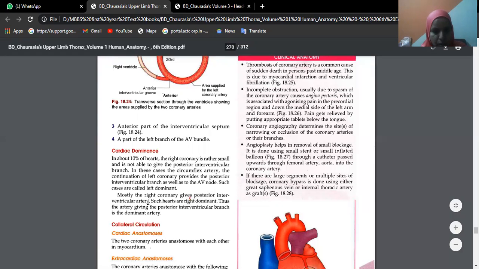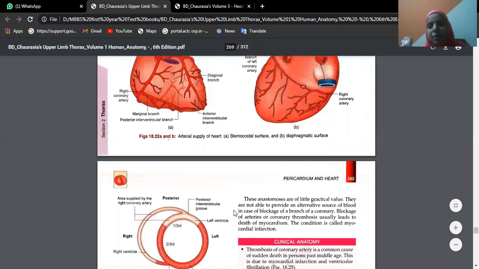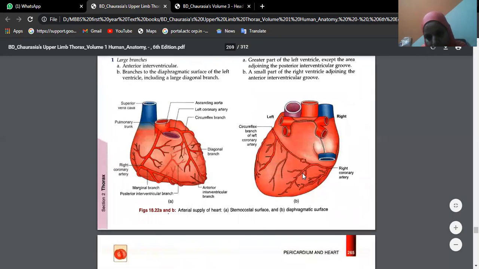One thing you try to remember, beta: whichever artery gives this posterior interventricular artery, that is the dominant artery. 99.9% of the times, this posterior interventricular artery comes as a branch of right coronary artery. That's why this is called the dominant artery when you compare both right and left coronary arteries. Okay, beta?